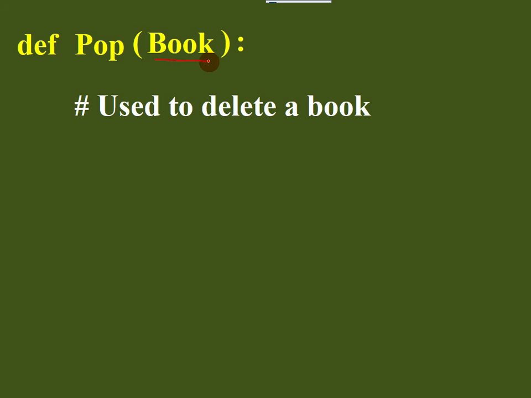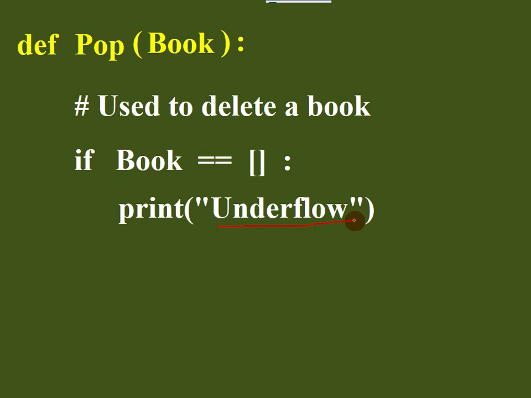If the list is empty, deletion leads to underflow. How can you check whether the stack or list is empty? If book equal to empty, meaning the stack implemented using a list is empty, then deletion leads to underflow. Else you can delete the topmost element from this stack.